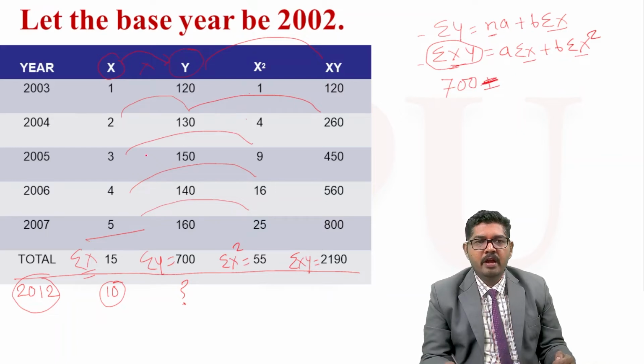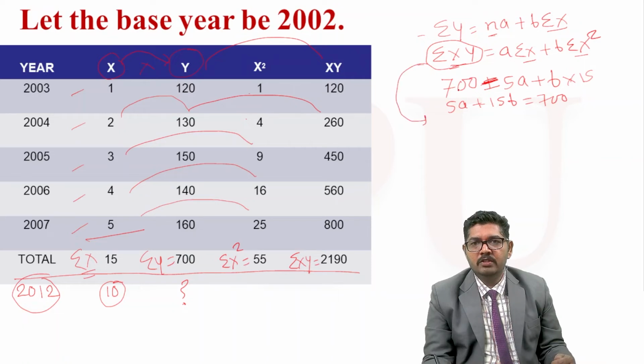What is n? n is the number of data points: 1, 2, 3, 4, 5. 5 years data. So 5a plus b multiplied by summation of x. Summation of x is 15, right? So we have this equation: 5a plus 15b is equal to 700, right? Now we will put values in the second equation also. Now what is summation of xy?